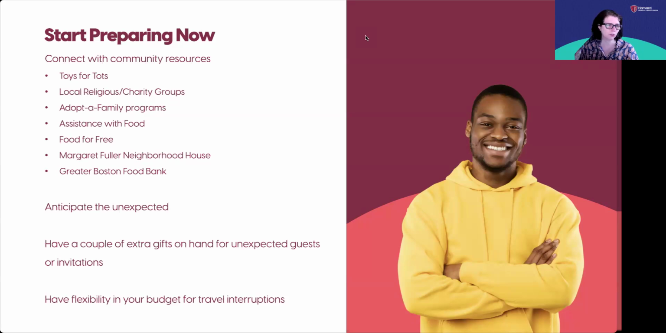You might want to be reaching out to Toys for Tots, to local religious or charity groups, adopt a family programs. You might get assistance with food. We're big supporters of Food for Free, but they actually don't do that much direct. They're on this list, but the Margaret Fuller Neighborhood House in Cambridge does give out full meals for people. So you might want to be getting on their list, reaching out to the food bank.